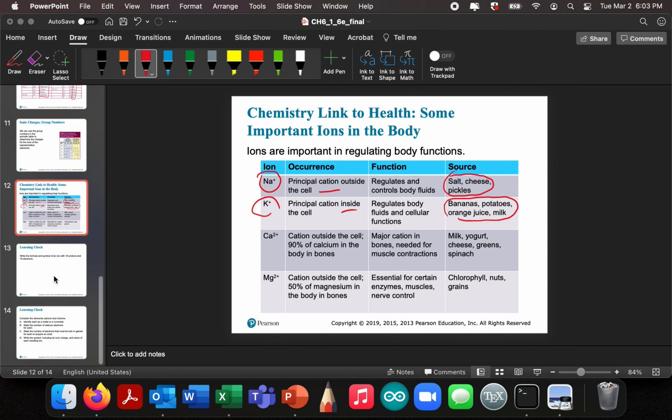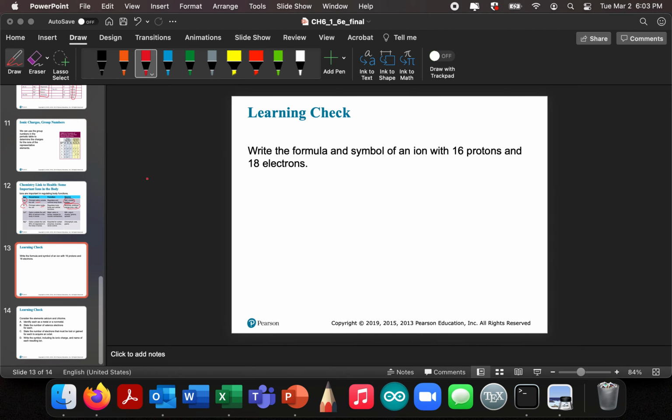Let's finish this conversation out with a learning check. Please pause the video and do this and see if you get the same answer that I get. Okay, I'm going to suppose that you did pause it. I'm going to say my element here has 16 protons and 18 electrons, okay? So it must have a 2- charge.